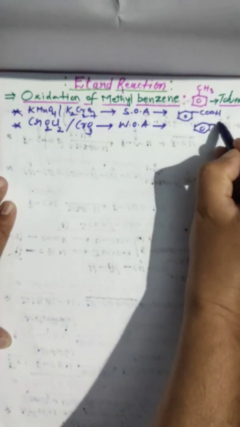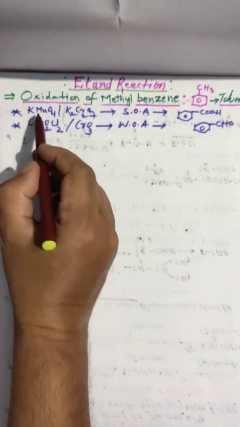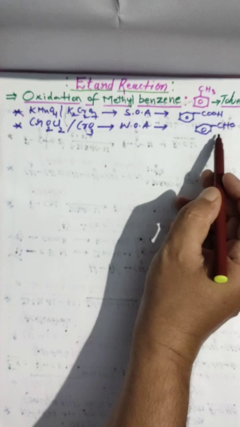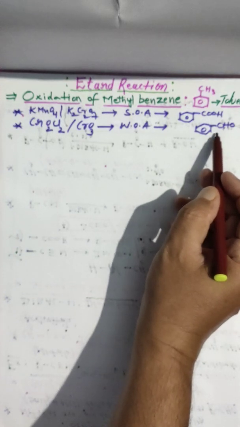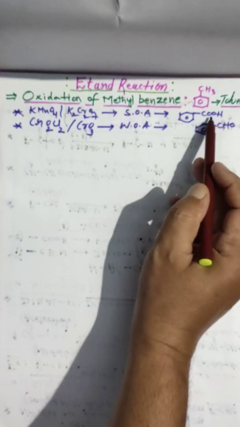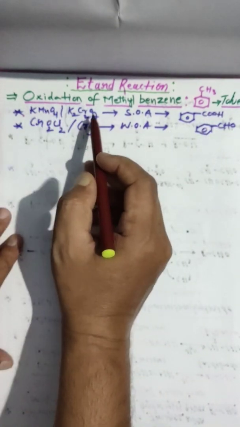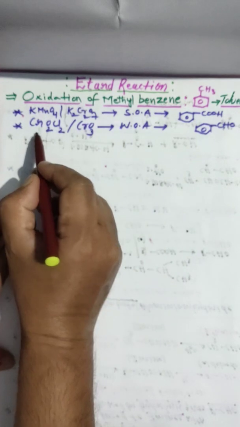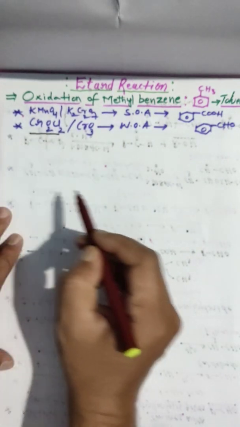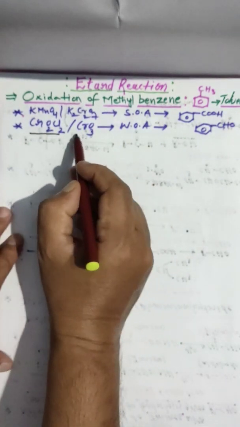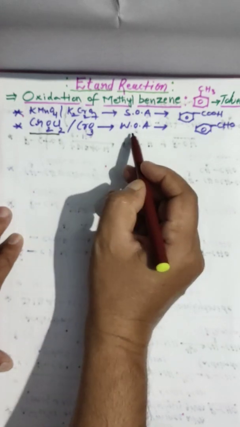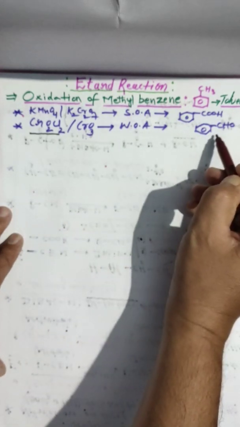So selection of the agent is very important. If you use the strong agents, first you get benzaldehyde, but further oxidation takes place and you get benzoic acid. So you should not use KMnO4 or K2Cr2O7 in the Étard reaction. You have to use chromyl chloride, or chromic oxide as a weak oxidizing agent, to get benzaldehyde.